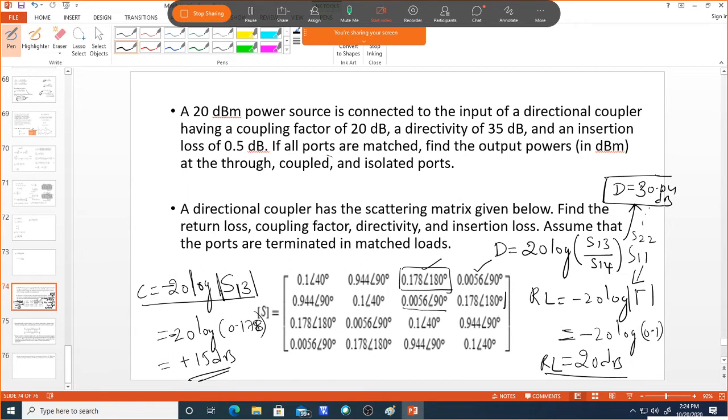Okay. And finally, find out the insertion loss, which is L equal to minus 20 log of S12. So the insertion loss is between port 1 and port 2. So what is S12? You take the magnitude of S12, 0.994. If you put that value, you will get the insertion loss. What is the insertion loss?